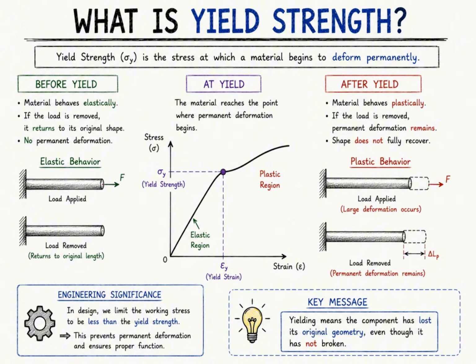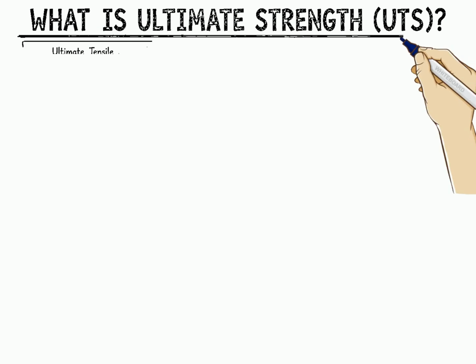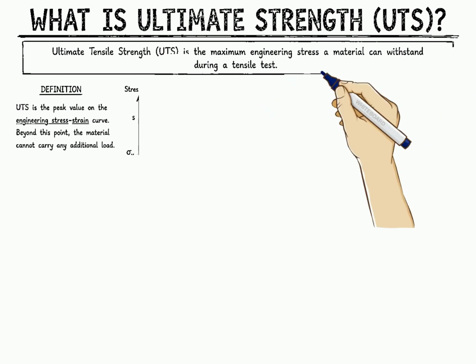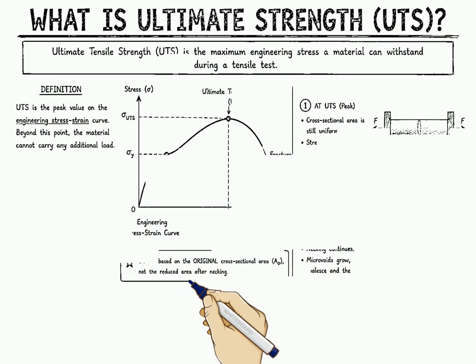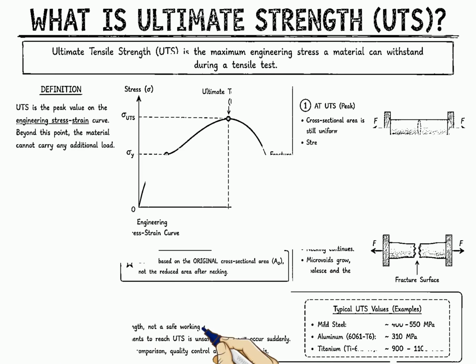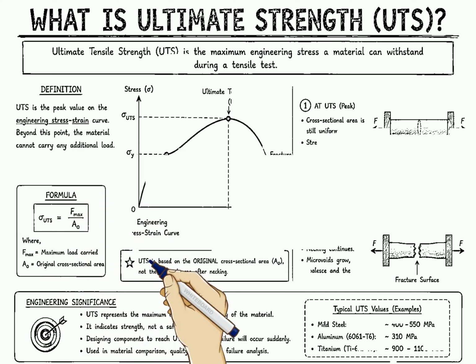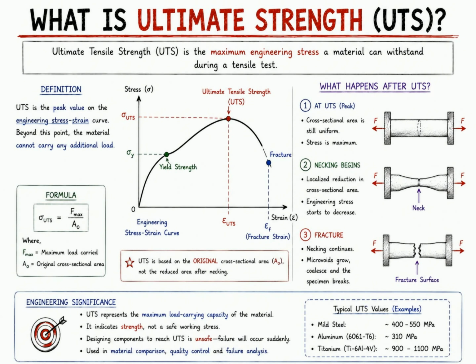Ultimate tensile strength, or UTS, is the maximum engineering stress a material can withstand during a tensile test. It represents the highest load-carrying capacity of the specimen. Beyond this point, necking begins and the effective cross-sectional area reduces. Although deformation continues, failure is approaching rapidly.